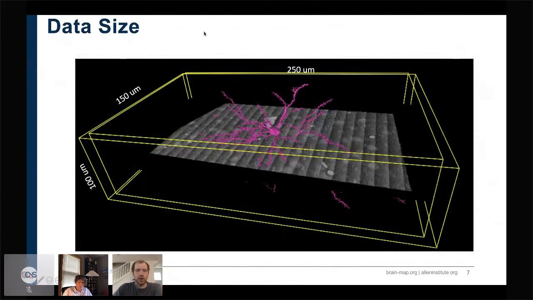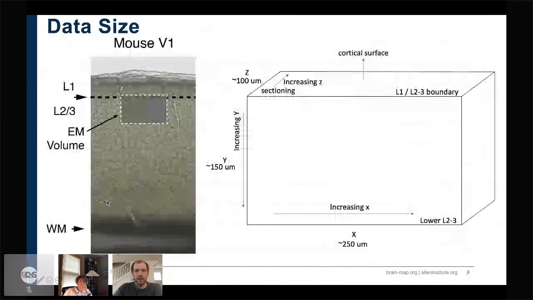I'm going to talk in a little more detail about the data set that's available on the website. First, its dimensions. As Nuno mentioned briefly, but I'll repeat here, it's about 250 microns by 150 microns by 100 microns. Putting that in context within cortex, it's a section of cortex taken right at the layer 1, layer 2/3 border and descending 150 microns below that. It's about 250 microns across cortex, and then the sectioning dimension is about 100 microns.